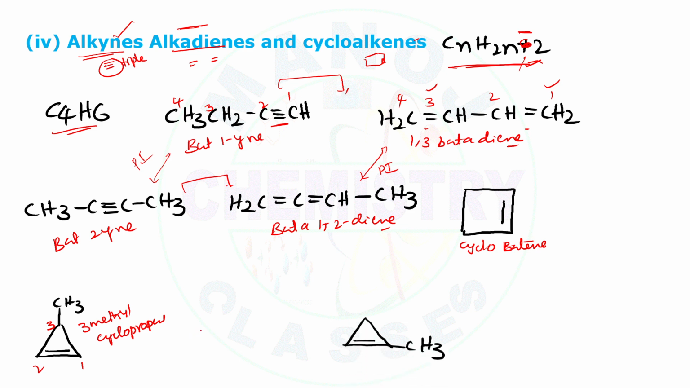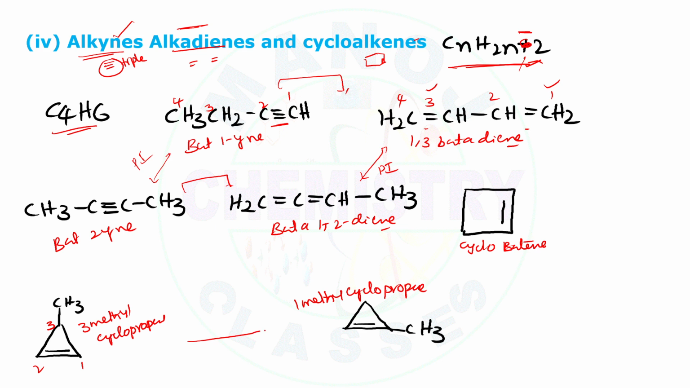I can write one more example. This one can be named as 1-methyl cyclopropene. But these two are not functional isomers, these two are position isomers. But these two are functional isomers with the alkyne. Clear? I hope you understand the difference between positional isomer and functional isomer.